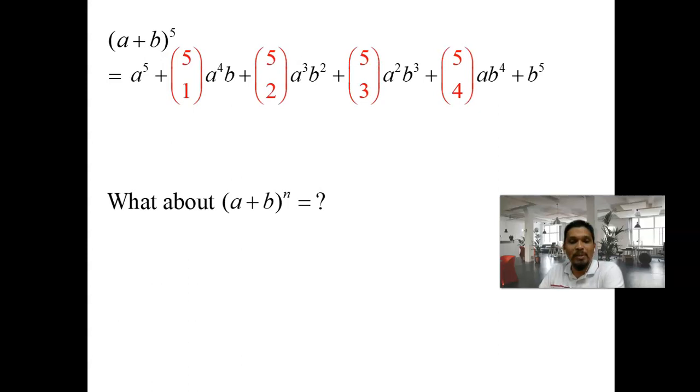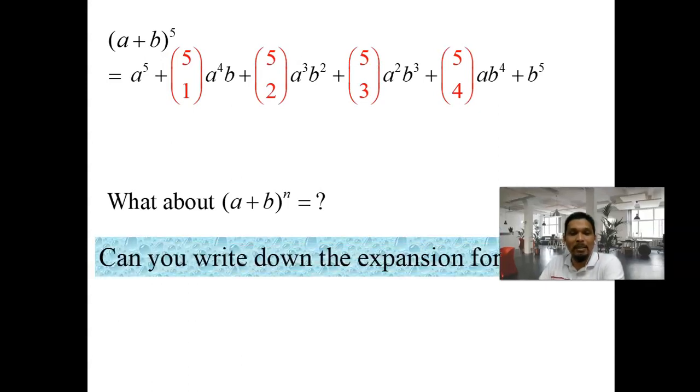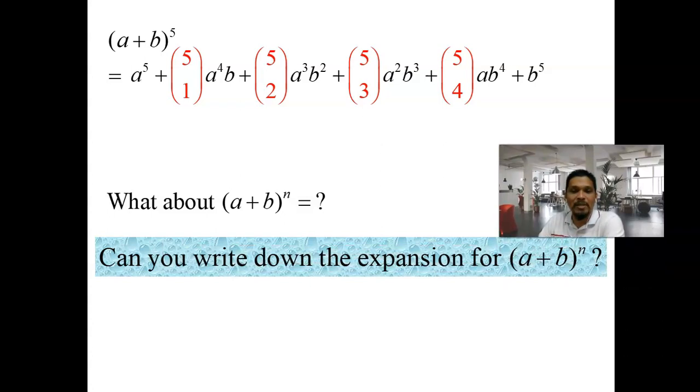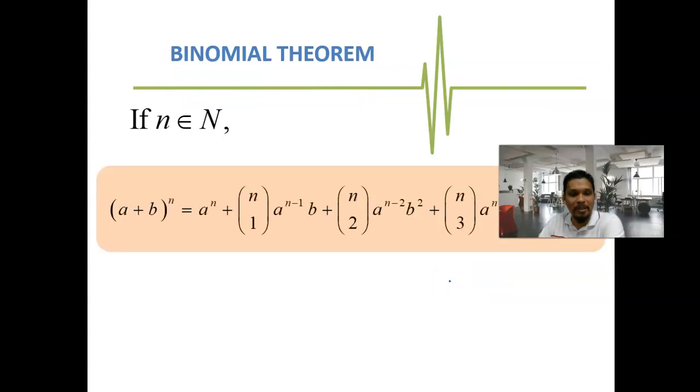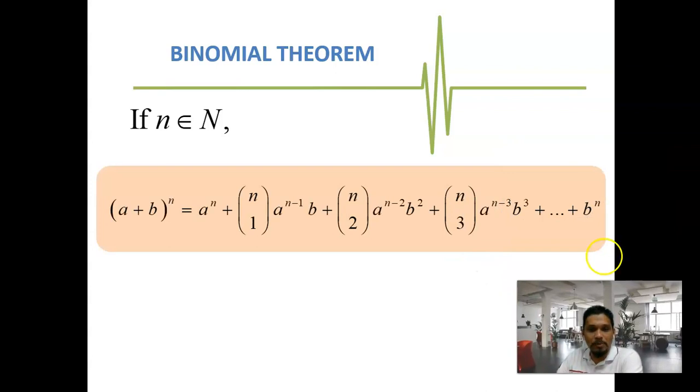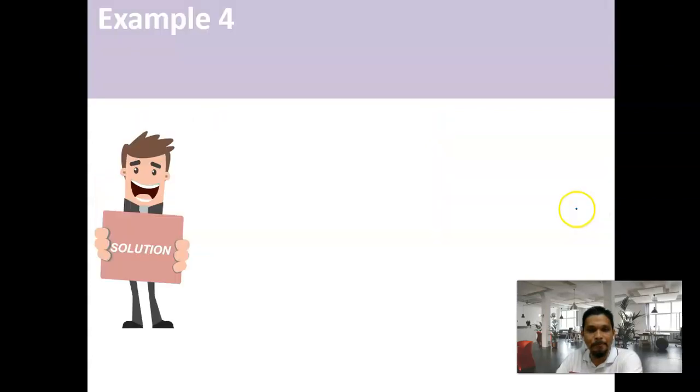So what about a plus b to the power of n? Can you write down the expression for this? So guys, let's continue our discussion for this part here. The binomial theorem: if n is an element of the natural numbers, then a plus b to the power of n equals a to the power of n, plus a to the power of n minus 1, b to the power of 1, a to the power of n minus 2, b to the power of 2, and so on until this one here.